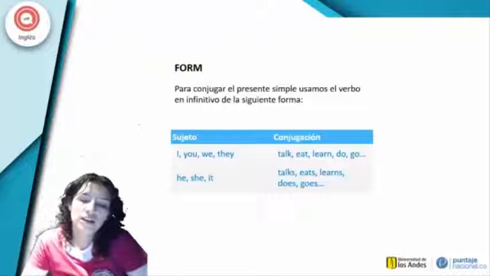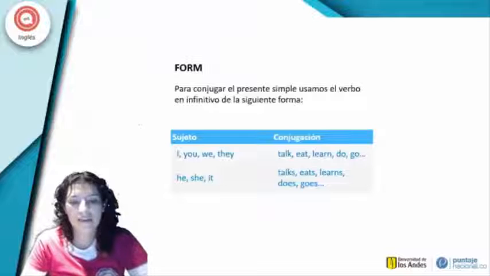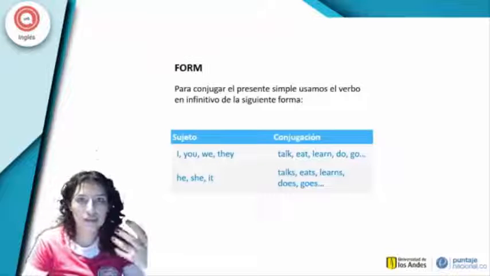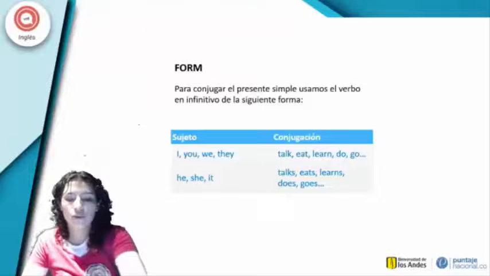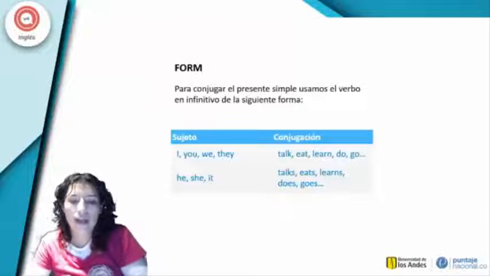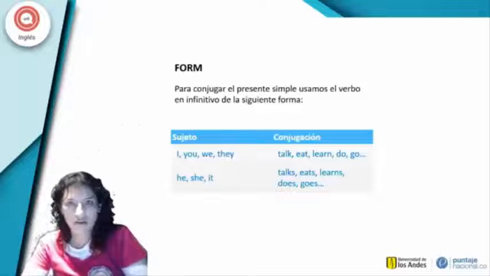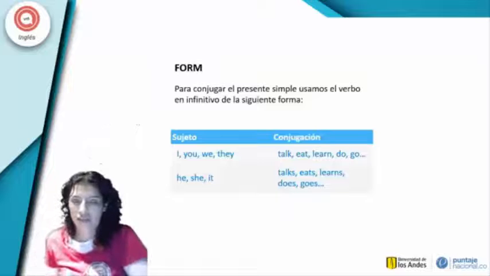The verb in infinitive means the verb in the base form, yeah? So we have talk, eat, learn, but what is important that you remember is that for the third person, when we are writing or speaking in the present simple, we need to put an S at the end of the verb. So for I, you, we, and they, we put the verb in infinitive. That is, I talk, you talk, we learn, they do, they go, yeah? No problem. Just the subject and the conjugation of the verb.